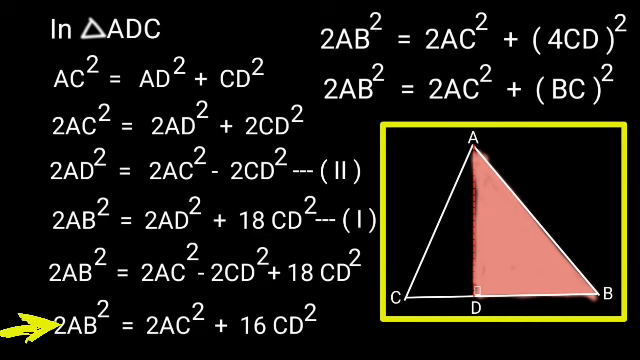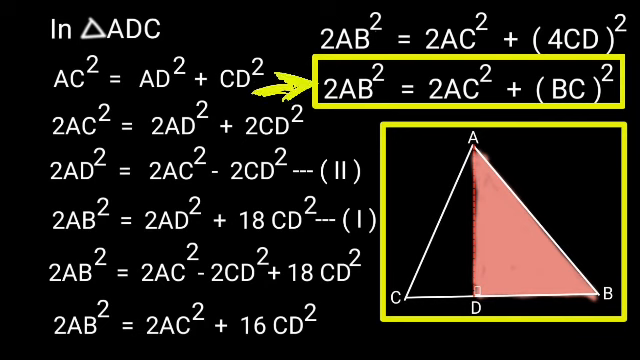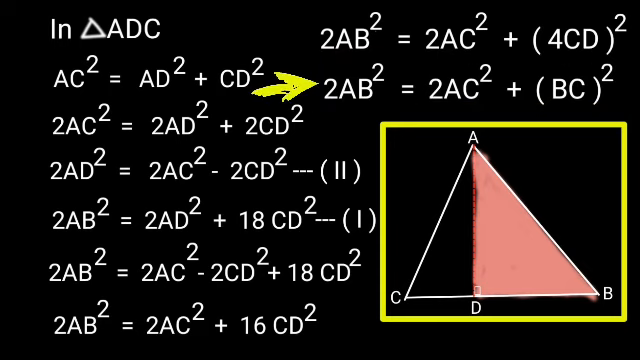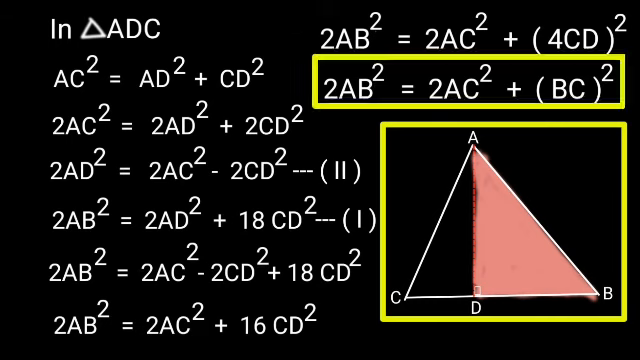Twice AB square is equal to twice AC square plus 16 CD square, which is rearranged here as 4 times CD, bracket square. Hence 2AB square is equal to 2AC square plus 4 times CD, which we have already found out is BC, hence BC square. Thus we have proved here twice AB square is equal to twice AC square plus BC square.